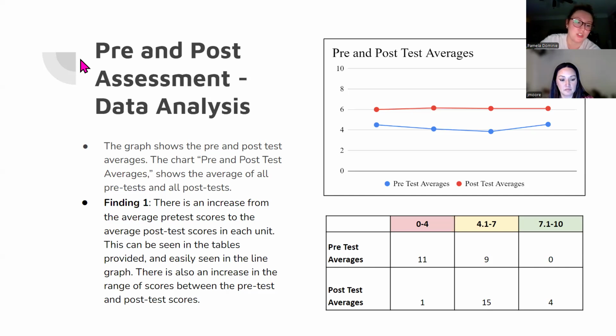The bottom right chart shows more detailed data of students who averaged in each range. This shows the students' averages over the 4 unit assessments and compares their averages from pre to post test. You can see that many students moved from the red range to the yellow range from pre to post test, and the passing range of 7.1 to 10 increased from 0 students to 4 students.